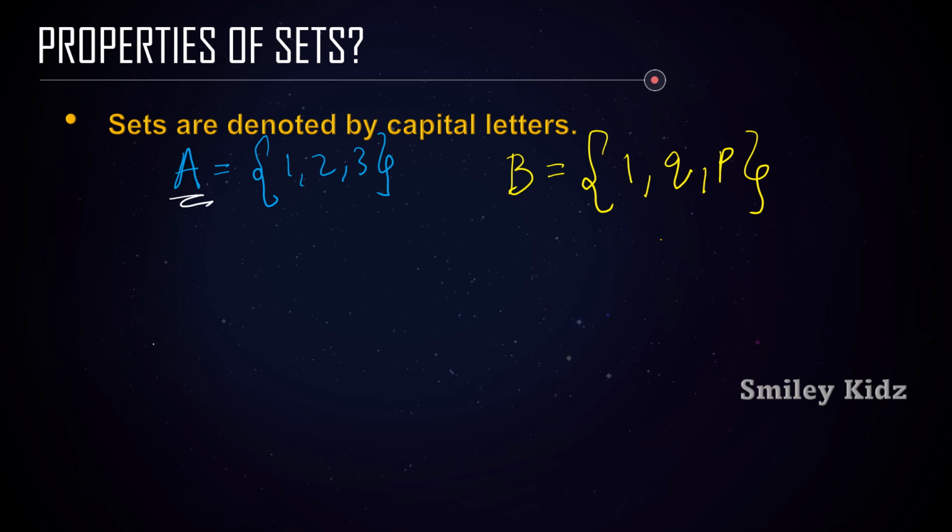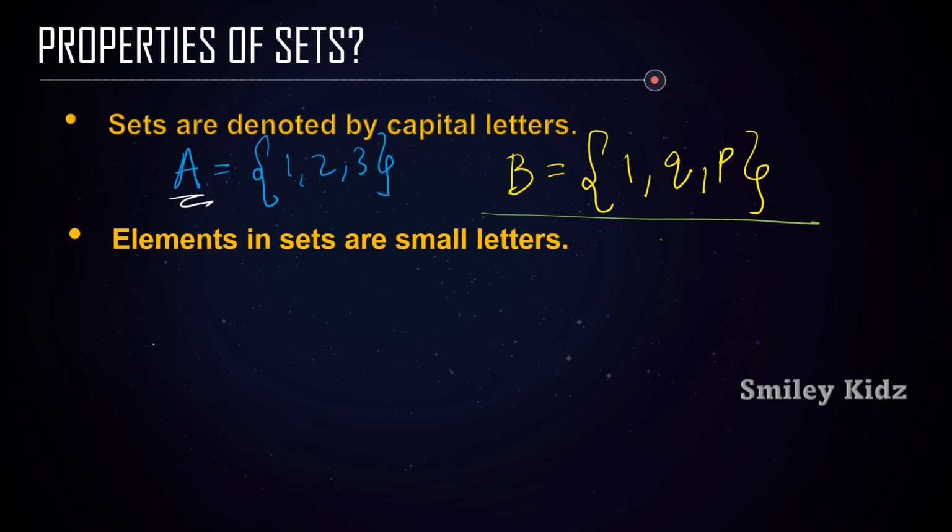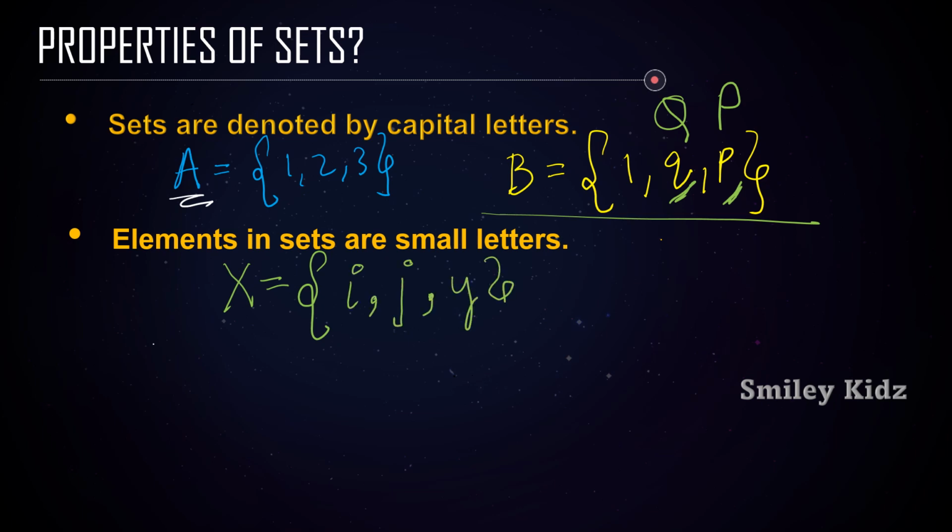Now that was property 1. Moving forward, we have elements in sets are small letters. Now if you observe over here, I have nowhere written q, p in capital letters. Right? I have always represented it in small letters. So elements in sets are small letters. That is, let's suppose say I have X is equal to i, j, y. Alright. Now this right over here means that the elements that are there in this set, they are small letters.